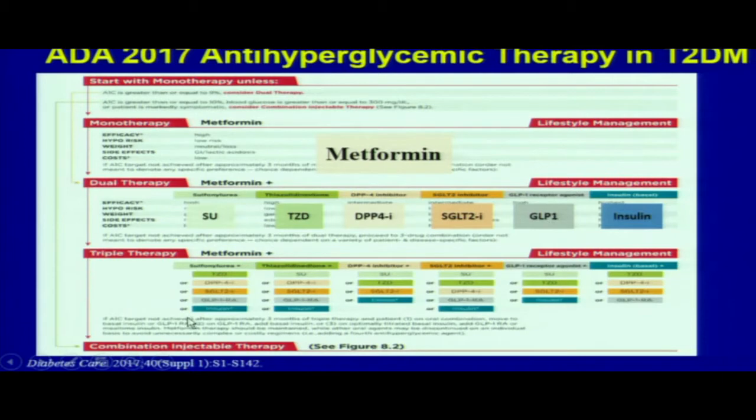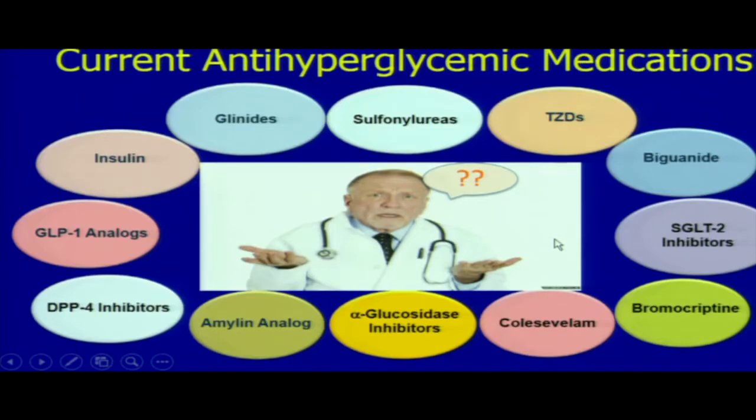And then you combine and you do triple therapy. This is extremely confusing, that's right. I mean, how do you do that? Patrick already said there are 12 different agents. So which ones do you use? First, all of them work. So you can add to metformin whatever you want.